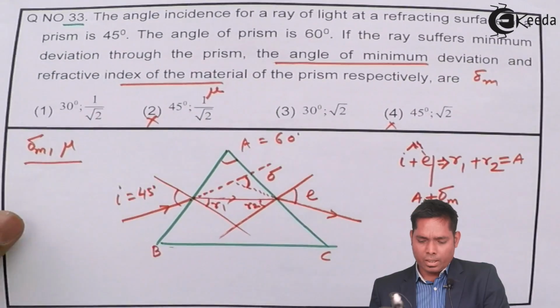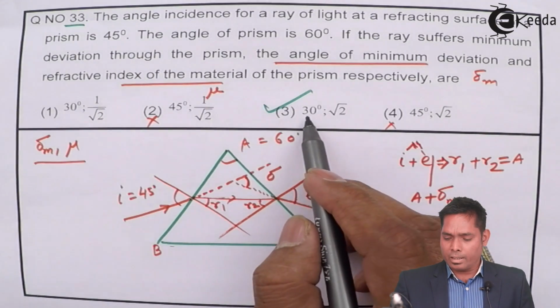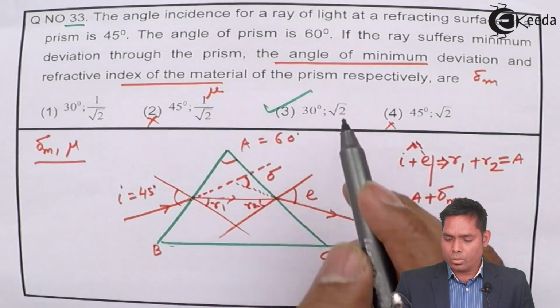So if I see the options, then option number 3 is correct. Delta m is 30 and mu equals root 2.